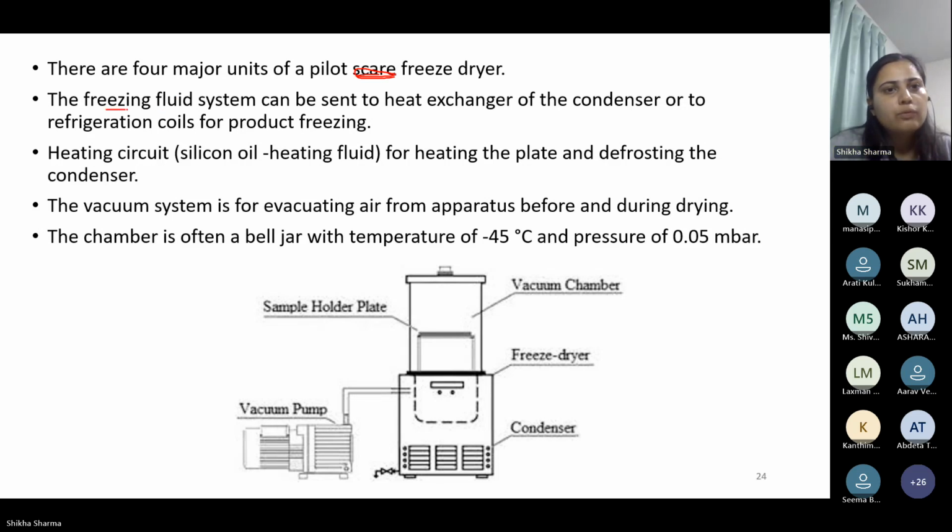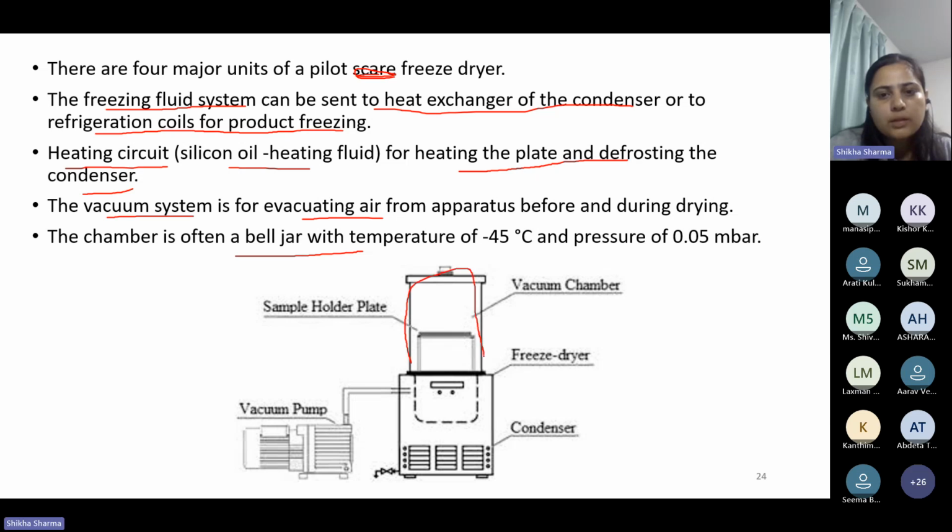The freezing fluid system can be sent to the heat exchanger of the condenser or to the refrigerating coils for product freezing. Second is the heating circuit, which is silicon oil heating fluid, for heating the plate and defrosting the condenser. The vacuum system is there for evacuation of the air from the apparatus before or during the drying process. And then we have the chamber, which is a bell shaped jar like this.